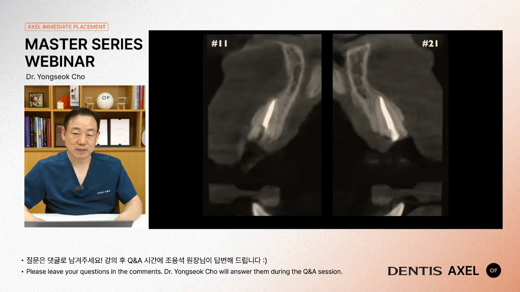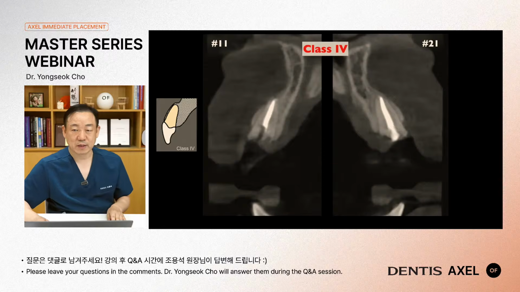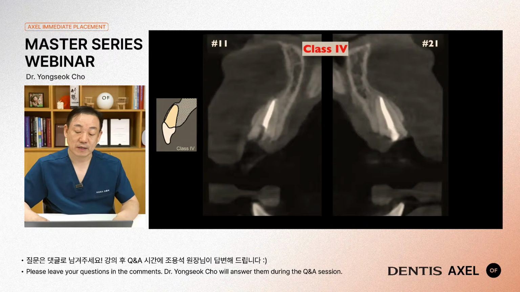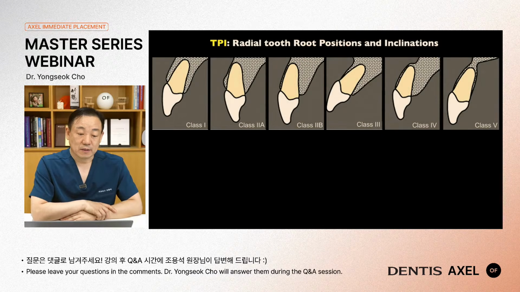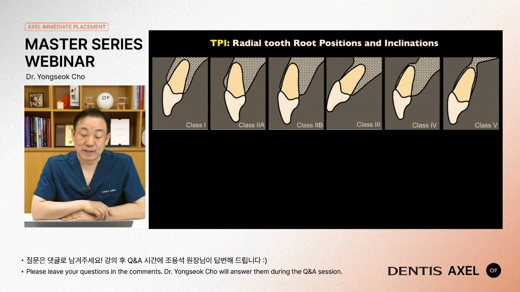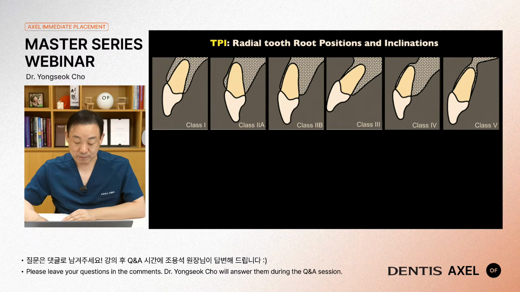Here is the cone beam CT section of this patient. Which class does this patient belong to? According to the previous article, it is a class 4 condition, class 4A maybe. What is the meaning of the TPI? The radial tooth root position and inclination affect whether it is possible or easy to make a screw-retained or cement-retained restoration.